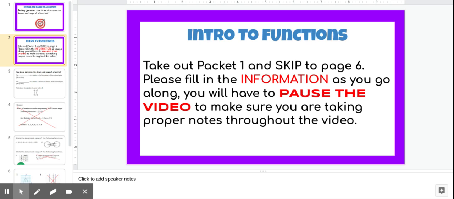We're going to skip a couple of things. Now that we're on remote teaching, some of these things are not necessary to really go over because you're going to review them next year in Algebra 2. So just to get the whole idea across, we're going to look at certain pieces of information.